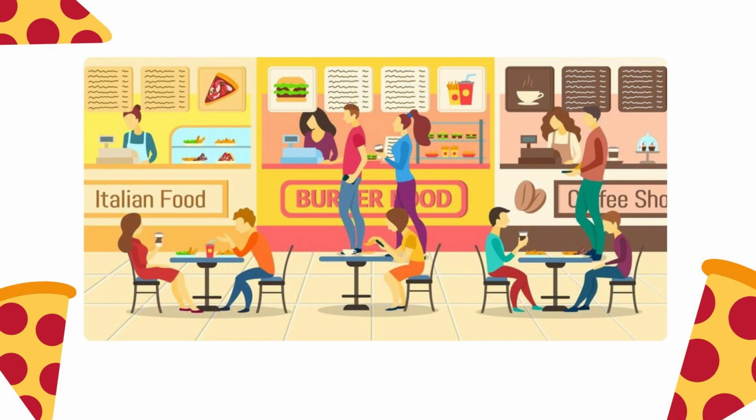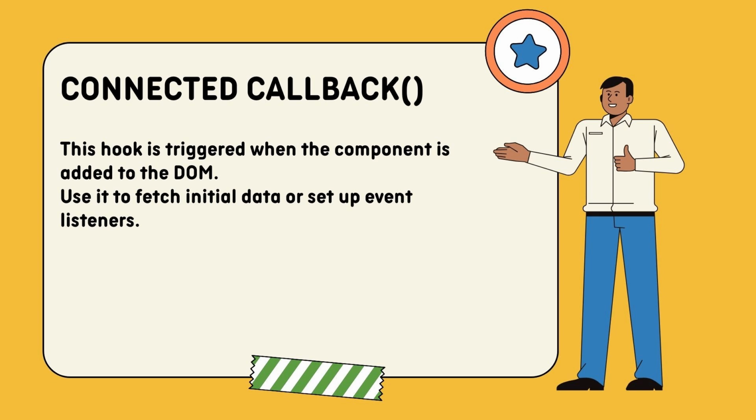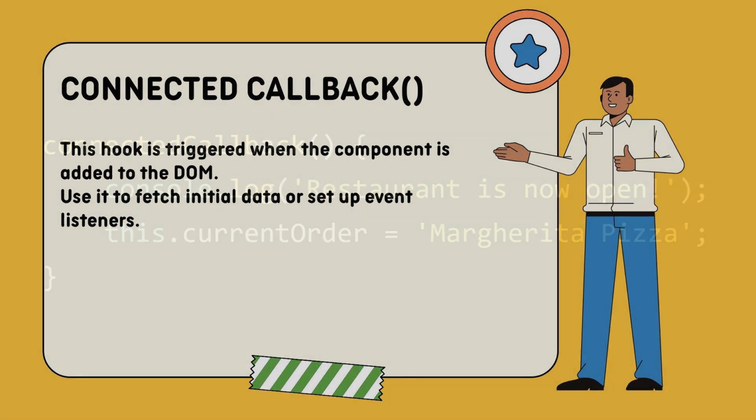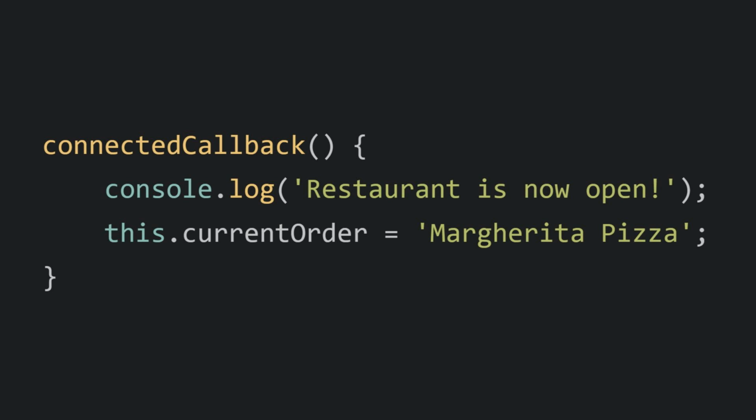Now, let's understand connectedCallback. The restaurant is now open for customers and you start receiving orders. And you are serving pizzas. In the connectedCallback, you're taking the first pizza order and serving it. This hook is triggered when the component is added to the DOM. You basically use it to fetch initial data or set up event listeners. Here is an example.